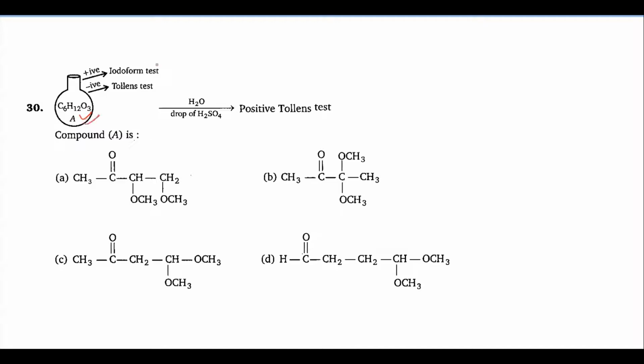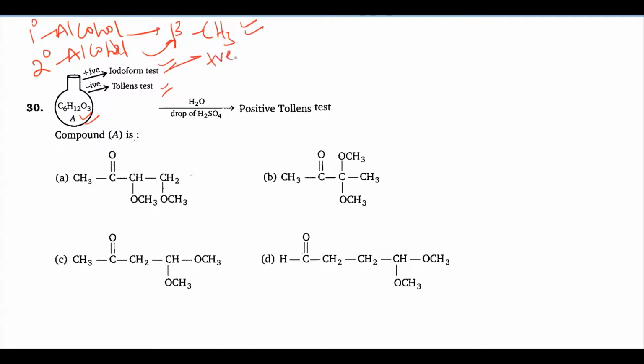Compound A would give the iodoform test and Tollens test. So there are conditions for the iodoform test. Haloform: if it is a primary alcohol, there should be a beta CH3. If a beta CH3 is there, it will give a positive haloform test. Similarly, a secondary alcohol also, same thing. It should have a beta CH3. So a primary or secondary alcohol with a beta CH3 will give a positive haloform test.